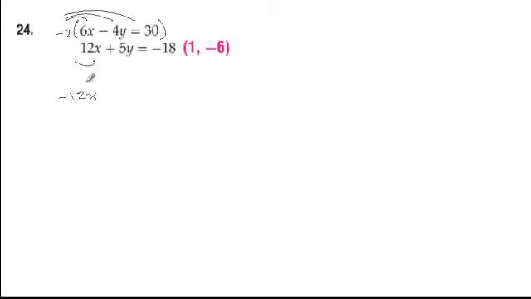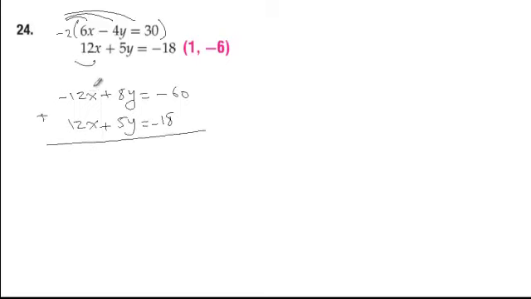So minus 2 times minus 4, you get plus 8y, equals minus 2 times 30, which is minus 60. Let's write the second equation as it is: 12x plus 5y equals minus 18. Now we add both equations together. So 12 and minus 12, you get 0. 8 plus 5 is 13y, equals minus 60 and minus 18, which gives minus 78.